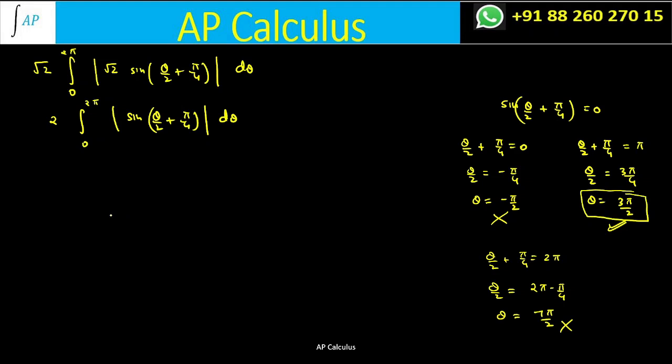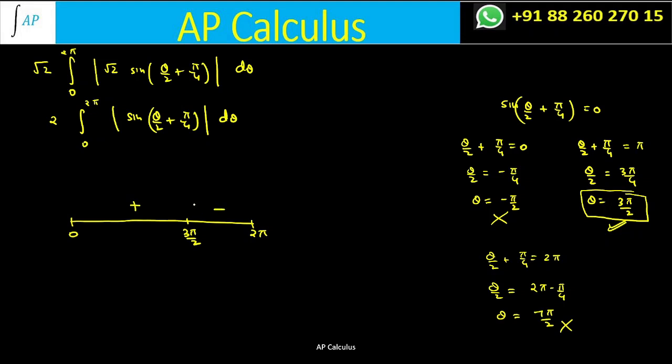So now we can see in the 0 to 2 pi, this is 0, this is 2 pi, 3 pi by 2 will be somewhere over here. So we'll break the integral from 0 to 3 pi by 2 and 3 pi by 2 to 2 pi. So in the 0 to 3 pi by 2, this expression, sine of theta by 2 plus pi by 4, is going to be positive, and here it is going to be negative. And how?